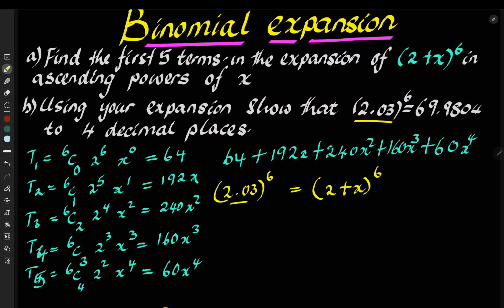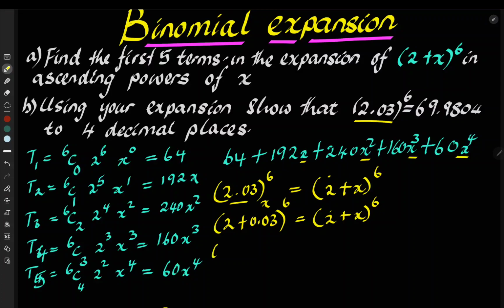To break this down, we need a 2 at the beginning. So that will be 2 plus 0.03. So the x value will be 0.03 and the 2 is the constant. It is the same to the power 6. So that will be equal to, in this case, (2 + x) to the power 6. Now we know that our x value is 0.03. So we go ahead and substitute that x value into that expansion.